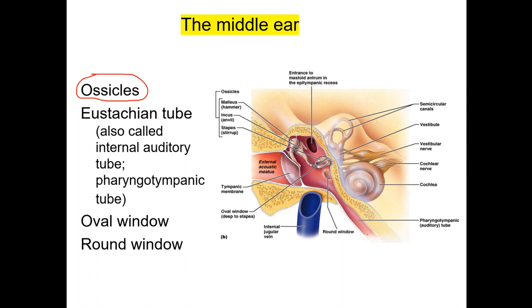The middle ear also contains the eustachian tube, which is also called the internal auditory tube or pharyngotympanic tube here. We're going to talk about it and what it connects to. And the other two elements of the middle ear are the oval and the round windows that we are actually going to talk about quite a bit.